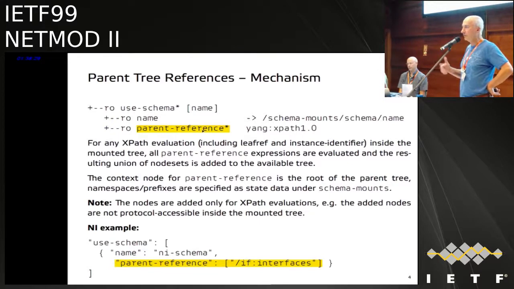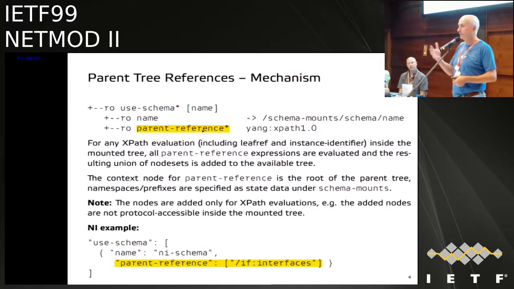These expressions have to result in, or each of the expressions should result in, a node set in terms of XPath 1.0, and then a union of these node sets is taken. For the purpose of evaluating XPath expressions inside the mounted tree, the union of the node sets is added to the available tree, which means that from XPath expressions and leafrefs and so on, we can refer to selected nodes from the parent tree.